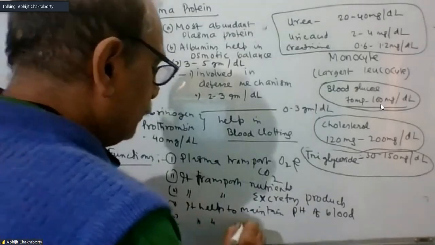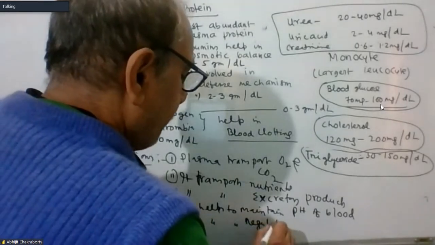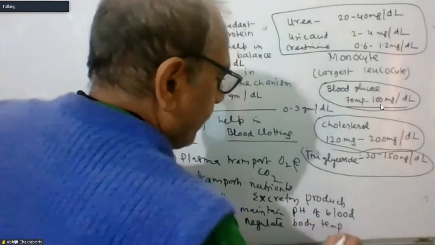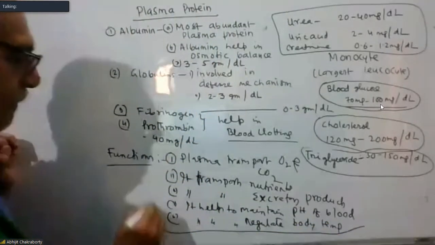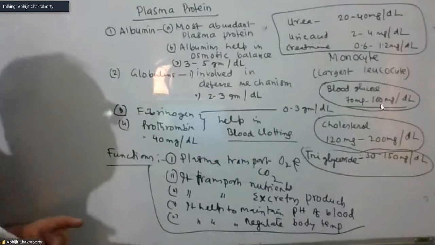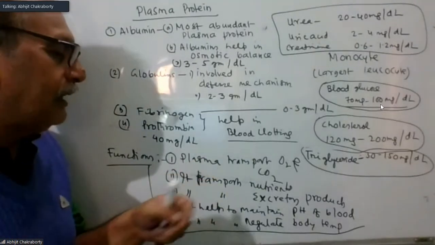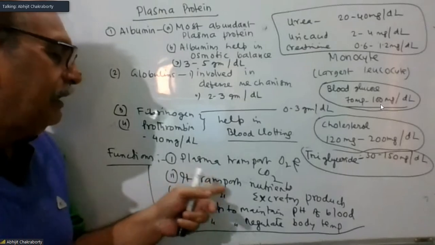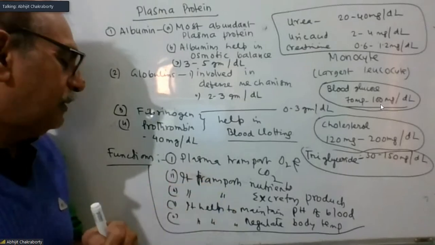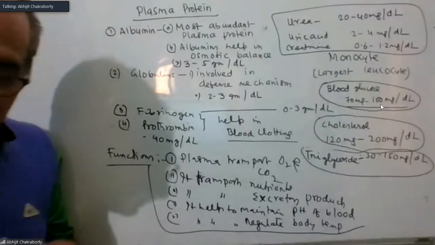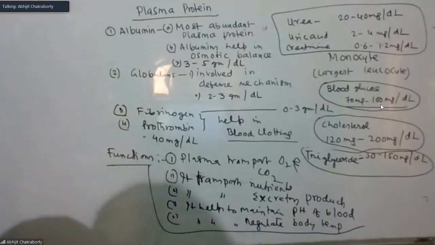It helps to regulate body temperature. I am repeating it again. Plasma transports oxygen and carbon dioxide. Plasma transports nutrients. It also transports excretory products. Helps to maintain pH of blood. Helps to regulate body temperature. So these are the main functions actually.